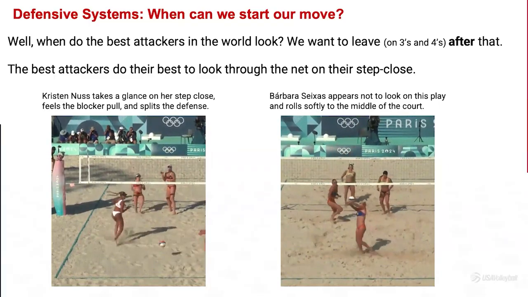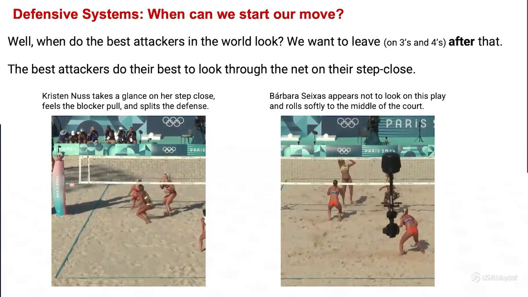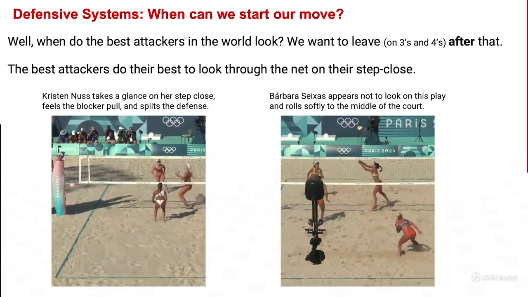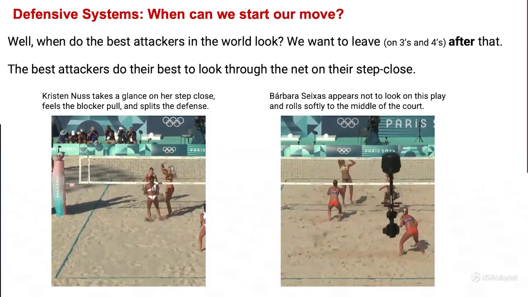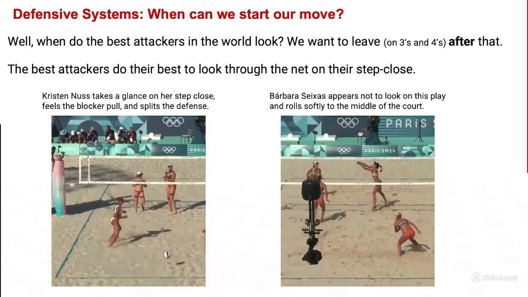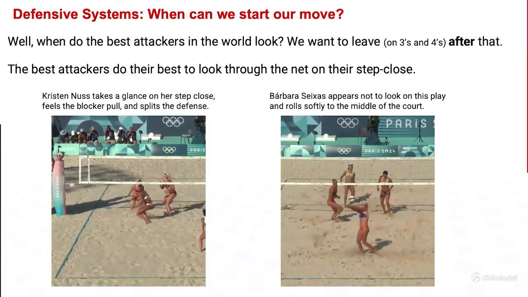On the flip side here, as we're watching this video, we have Barbara from Brazil on the right. She certainly does take a look a lot of the time. I just found the clip where she didn't. We can see her chin is kind of always pointed up. She doesn't get a chance to really look through the net, and as a result, kind of rolls shots a soft ball to the middle of the court, very easily dug by the Dutch defender there.